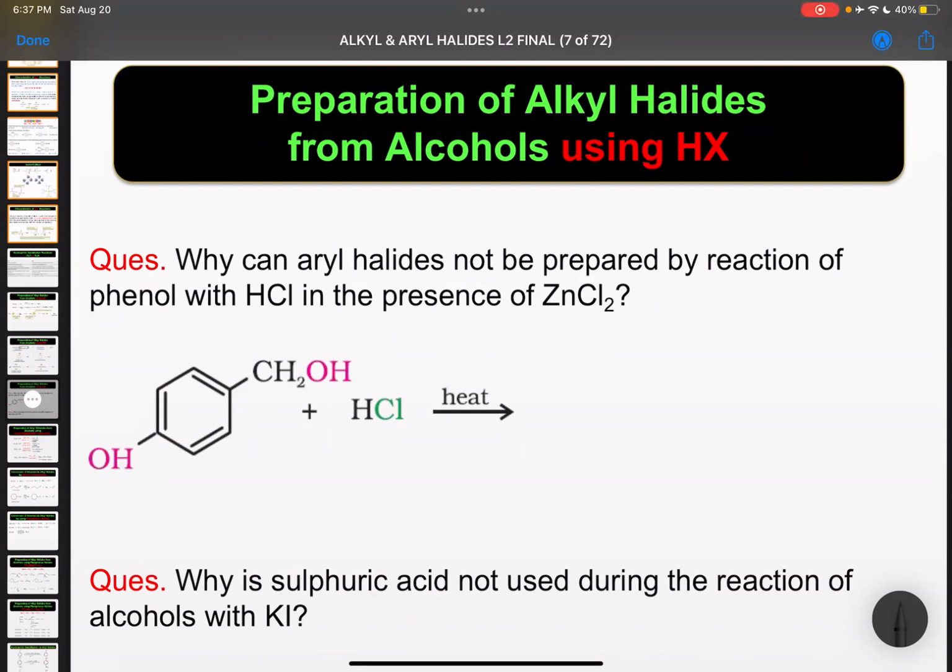What is the answer for the first one? Why can aryl chloride not be prepared by reaction of phenol with HCl in the presence of ZnCl2? Either you can answer this one, or you can answer the structure which is written below it. Because it has partial double bond character due to resonance.